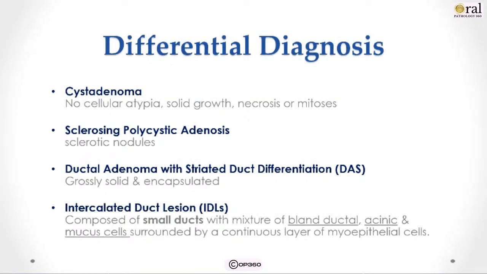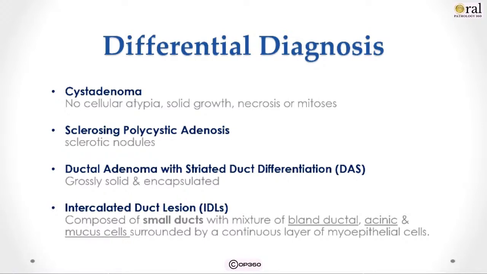When we came to the definite diagnosis for the patient, a list of benign and malignant tumors was in front of us. In the benign category, we had cystadenoma, sclerosing polycystic adenosis, ductal adenoma with striated duct differentiation, and intercalated duct lesions. However, some features helped us to distinguish between these tumors and our patient's diagnosis.